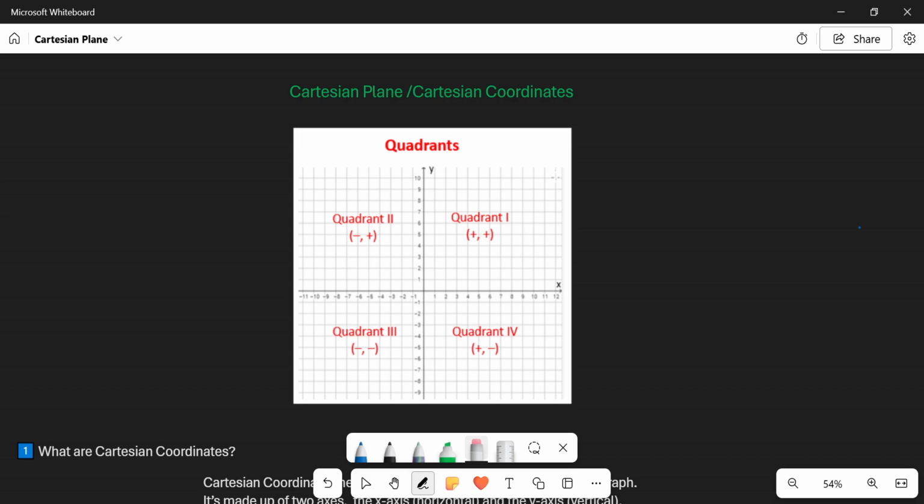Hey everyone, we will learn about the Cartesian plane today. What are Cartesian coordinates? Cartesian coordinates describe the position of a point on this graph. Every point has two axes, the x-axis and the y-axis.